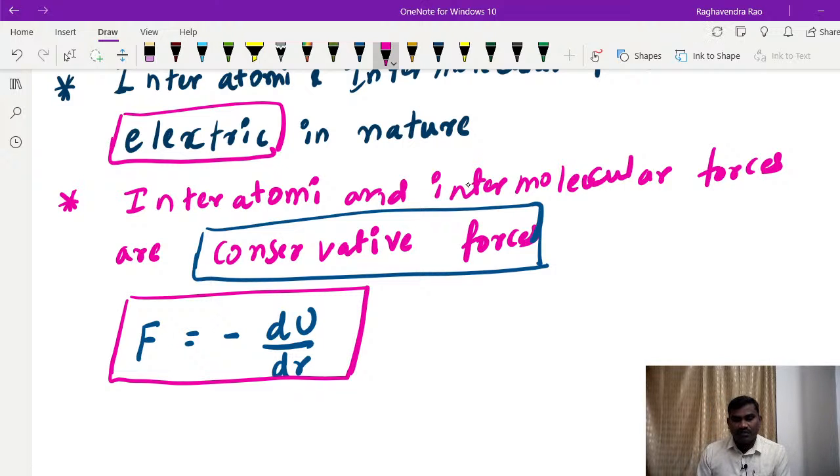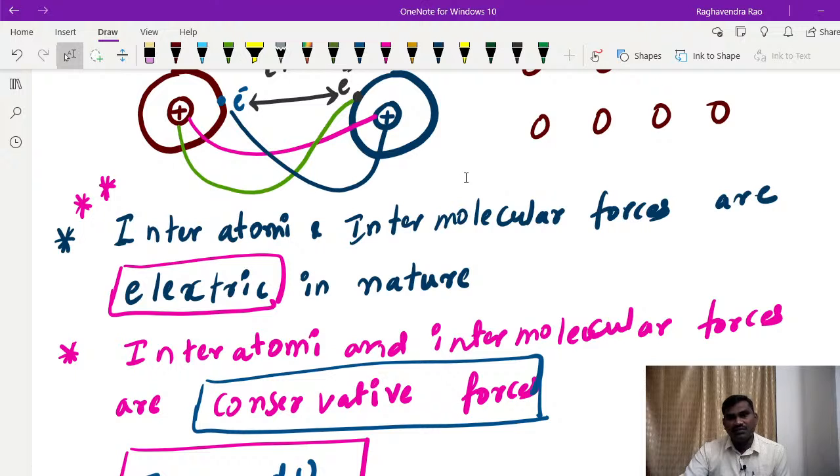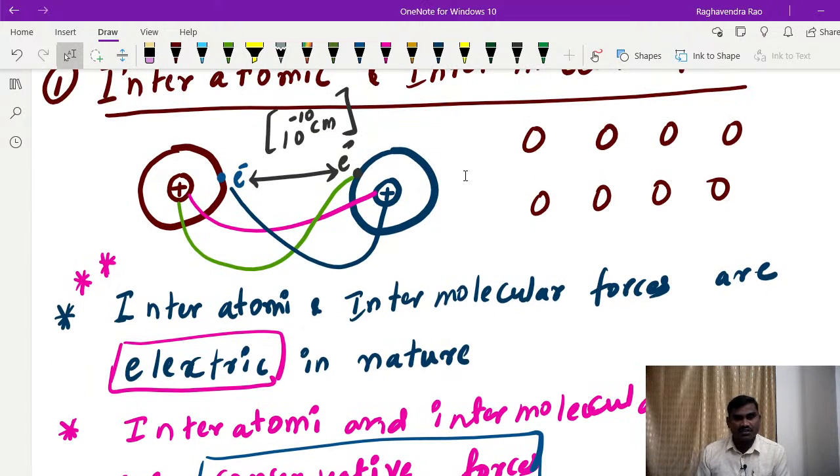Interatomic forces and intermolecular forces are conservative forces. Conservative force may be defined as the negative of the potential energy gradient. Interatomic and intermolecular forces are electric forces. They are nothing but attractive and repulsive forces. When the separation between them is in the order of 10 power minus 10 centimeter, then there are attractive and repulsive forces.